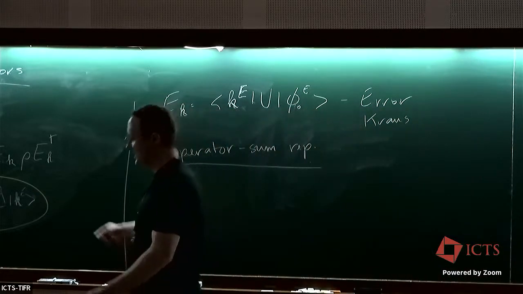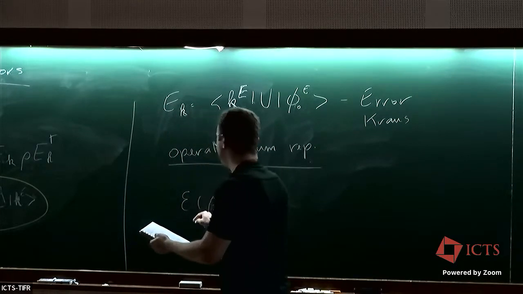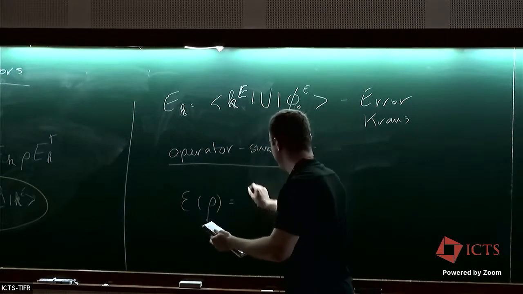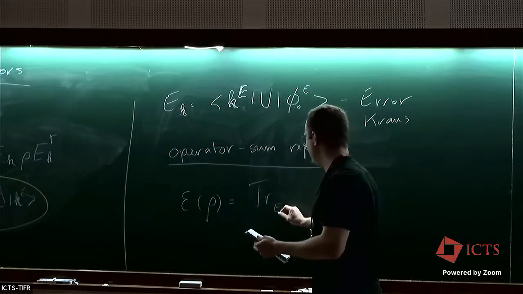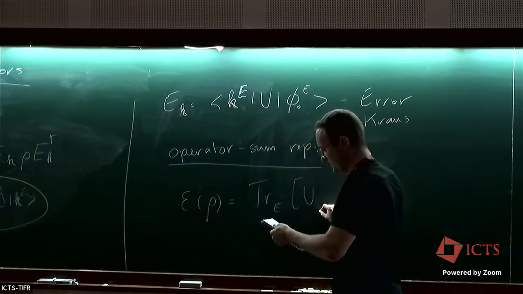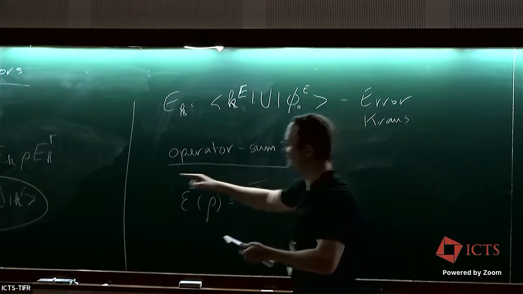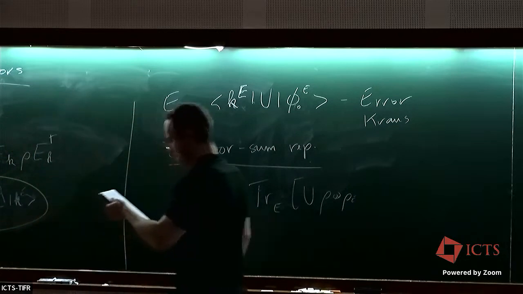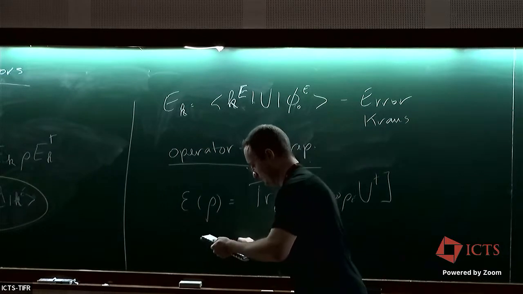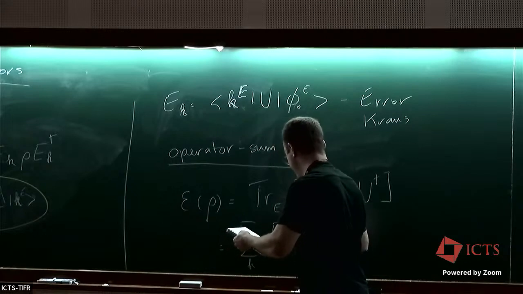Yes. So the operator sum representation, and I'll get to that immediately. Suppose you have some channel, some process acting on a density matrix. You can write it as the partial trace over the environment, you're tracing out the environment, of U times rho cross rho E times U dagger. So rho E is the density matrix of the environment. And this equals sigma over K of E_K rho E_K dagger.